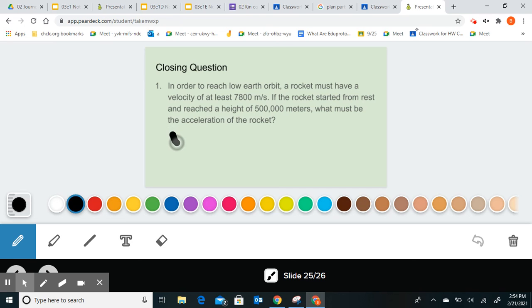Okay, so again, we're going to use our new equation. Let me make that a little smaller. All right, so we're going to use V final squared equals V initial squared plus 2ax. Now let's read our problem and decide what all the variables are. The rocket must reach a velocity of at least 7,800 meters, so meters per second, rather. That's our final velocity.